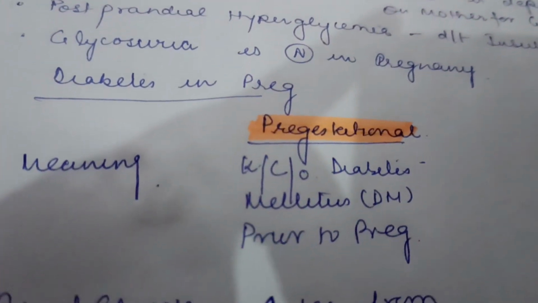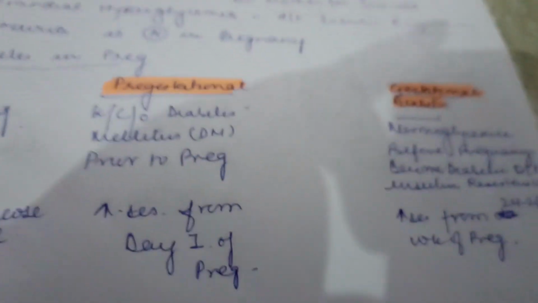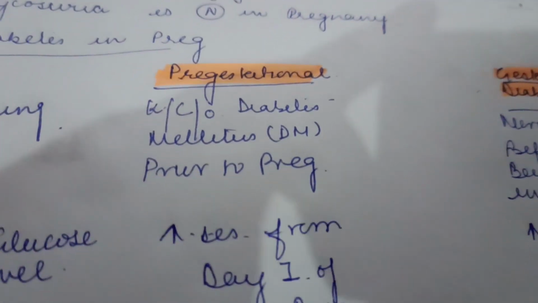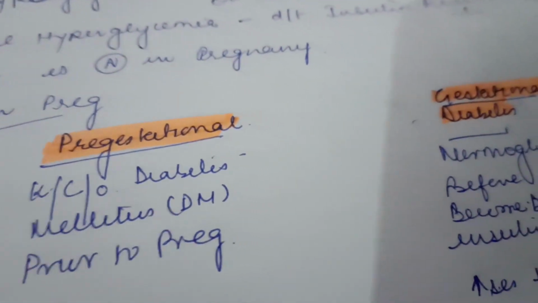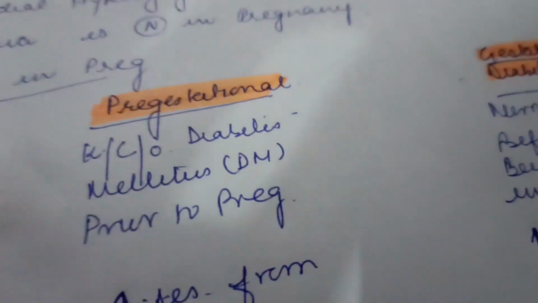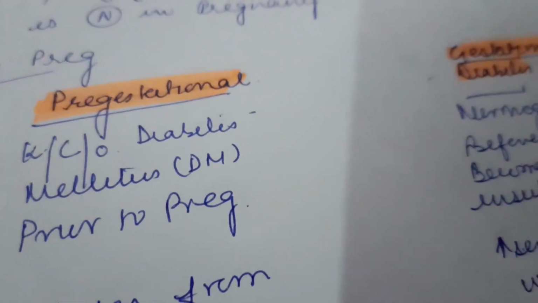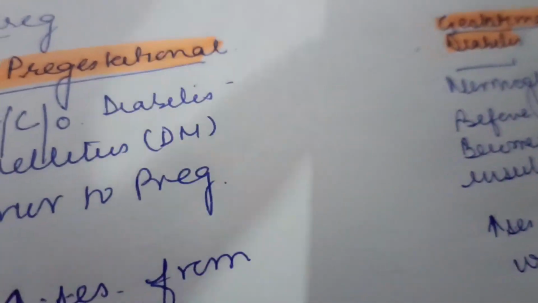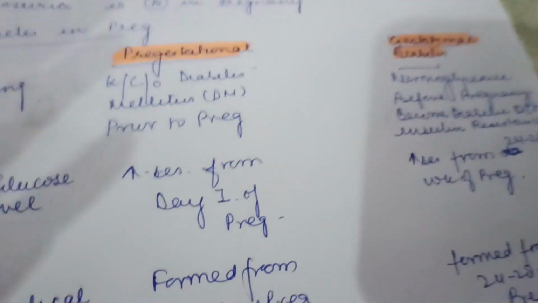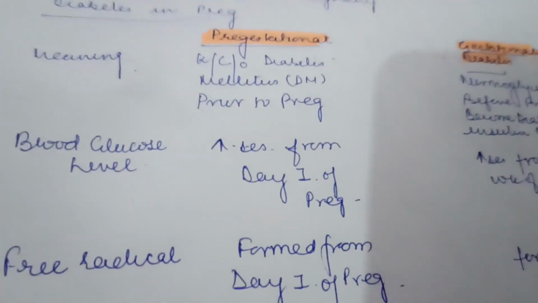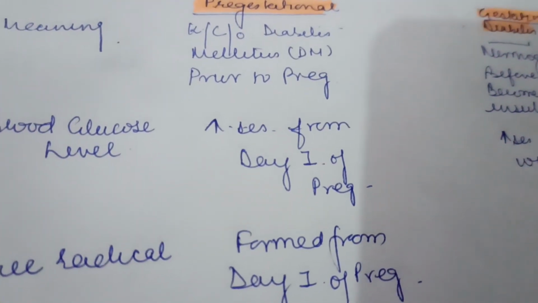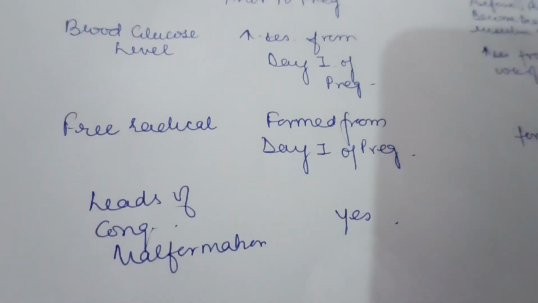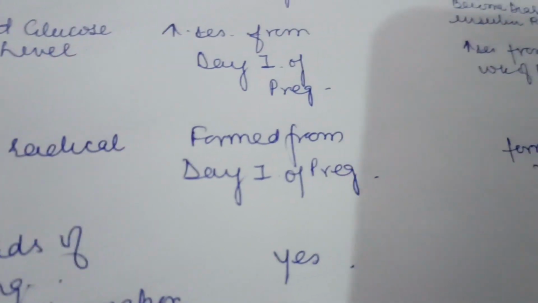In diabetes in pregnancy, there are two types: gestational diabetes and pregestational diabetes. What does it mean? Pregestational diabetes means a known case of diabetes mellitus, that is diabetes mellitus prior to pregnancy, and this female conceives. So this is called pregestational diabetes. Blood glucose level is high from day 1 of pregnancy, and free radicals also increase from day 1, which leads to congenital malformation.